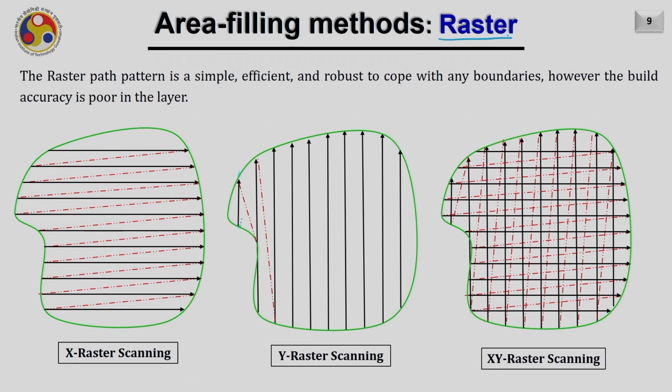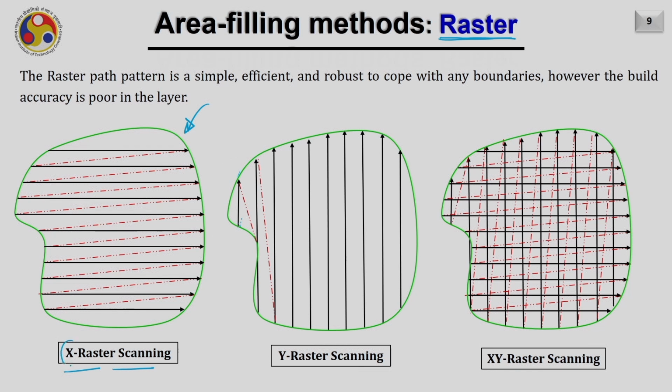Now, let us see the different area filling tool paths. The first one and the most efficient one is the raster. The raster path pattern is simple, efficient and robust enough to cope with any boundary. However, the build accuracy in the layer is quite poor. As you can see in this diagram, here you are seeing X raster scanning paths.